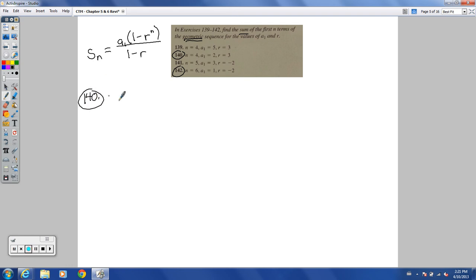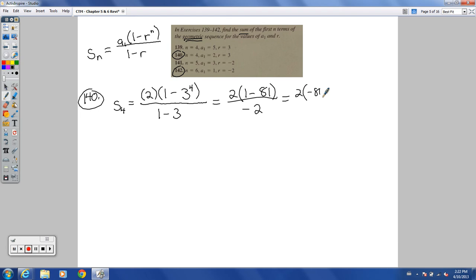So number 140, let's see what we got. Let's plug the numbers in. So we have n is 4. We are given our first term as 2, so I'm going to plug that in right there. My ratio is 3, plug that in for r, and plug in 4 for n. And this is all divided by 1 minus 3. This would be 2 times, and this would be 1 minus 3 to the 4th power, which would be 81. This would be all over negative 2.